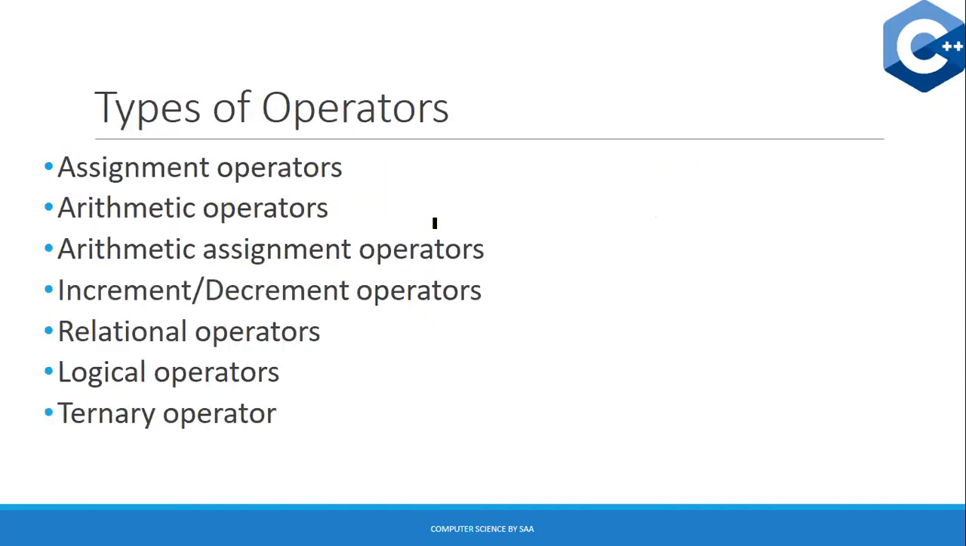Now, there are many types of operators available in C++. These are assignment operators, arithmetic operators, arithmetic assignment operators, increment and decrement operators, relational operators, logical operators, and ternary operators. We will go through them one by one in today's lecture.